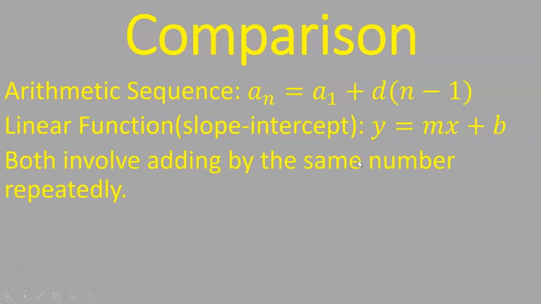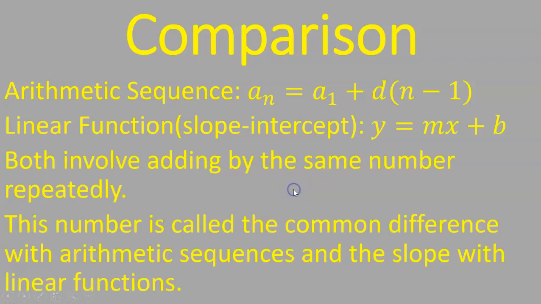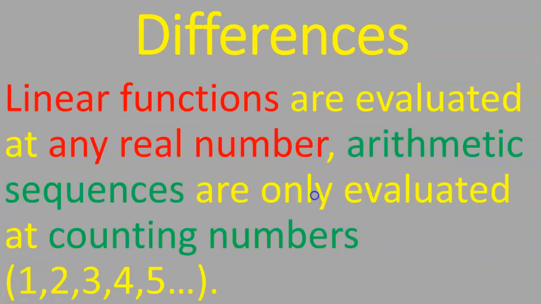Both involve adding by the same number repeatedly. And this number is called the common difference with arithmetic sequences and the slope with linear functions. So again, there's that relationship there. Now, there are differences between the two.